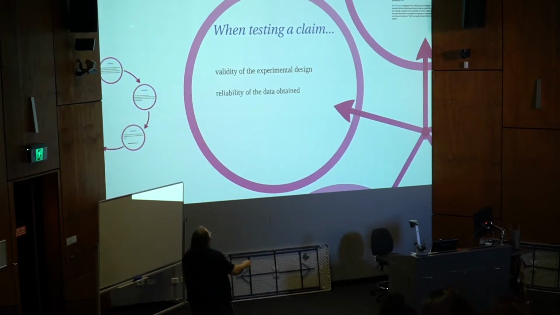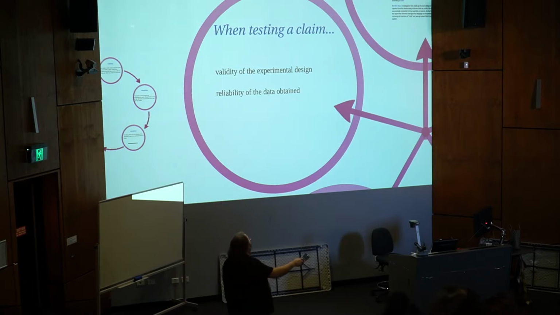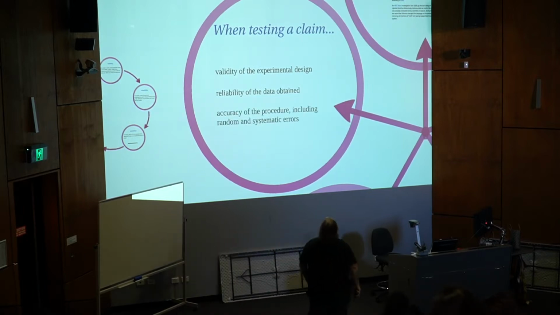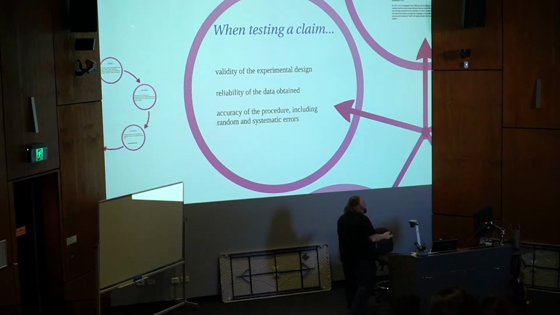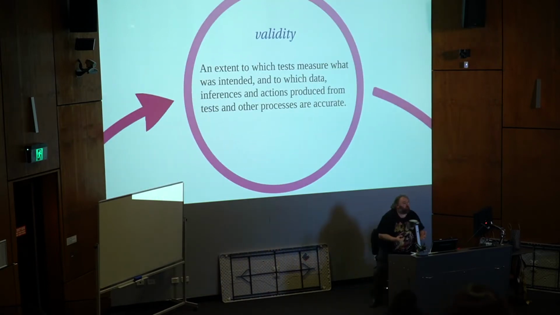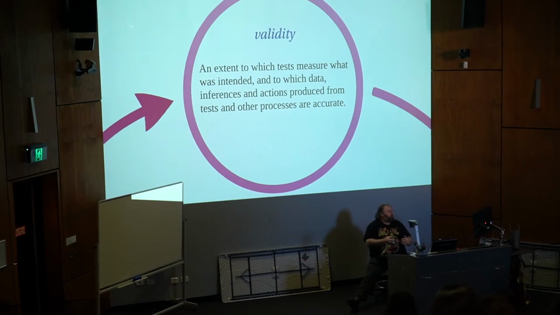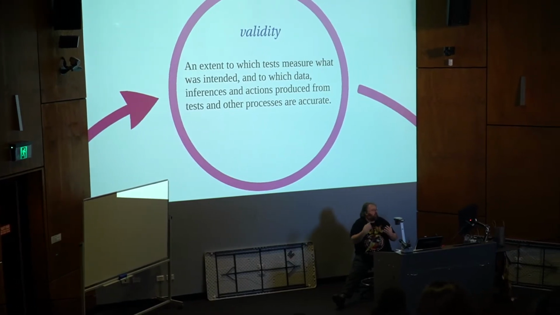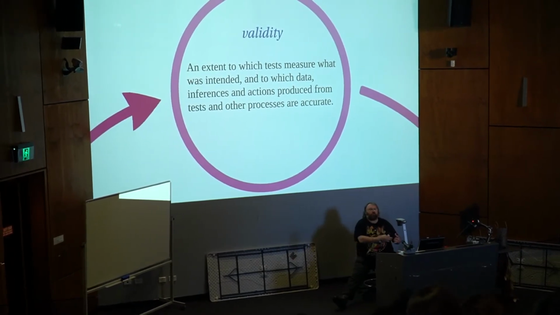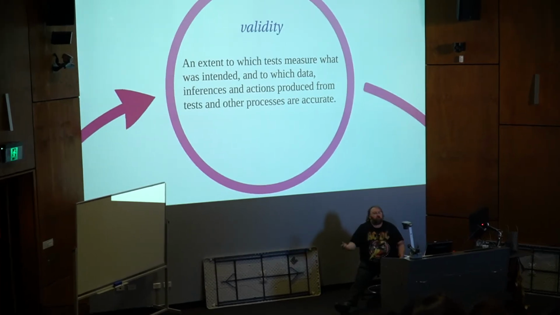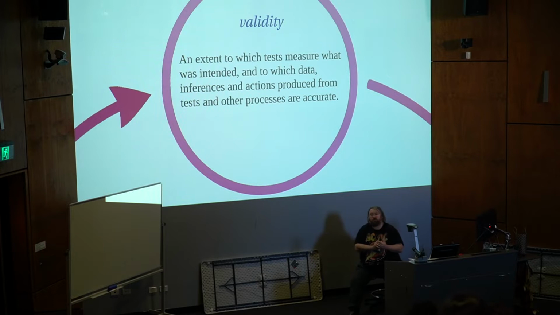In this day and age, is the data reliable? Is the accuracy of the procedure, the errors? So we've got a whole range of these things here. So validity, and again, we're coming back to stuff we talked about before. Does the experiment test what it aimed to, or did it find something else? So do the data, the inferences, the actions, is everything accurate in that context? Was the experiment done well? And we'll talk about examples where it wasn't and where people made claims that could not be substantiated.